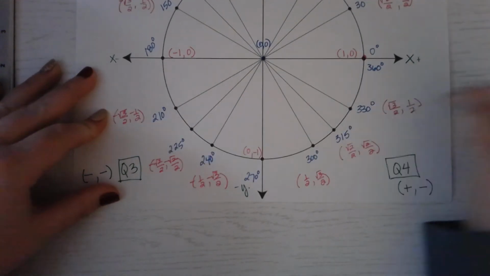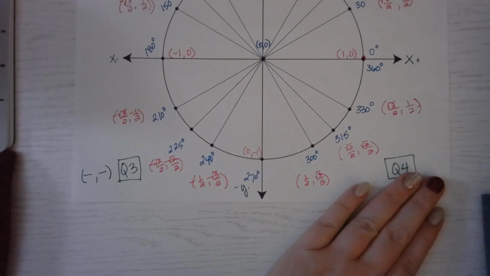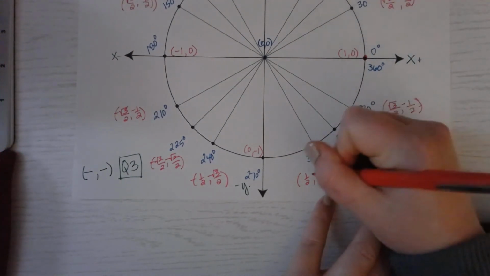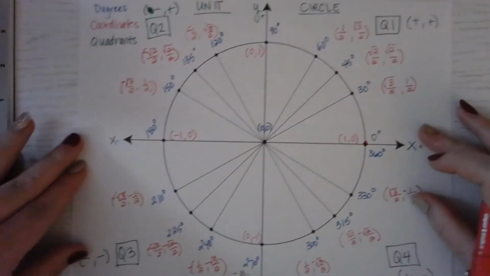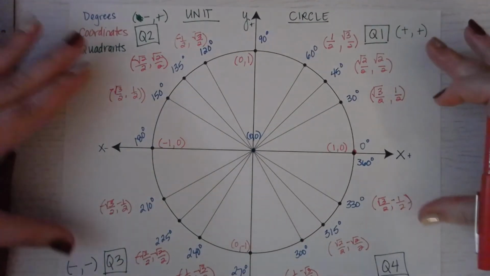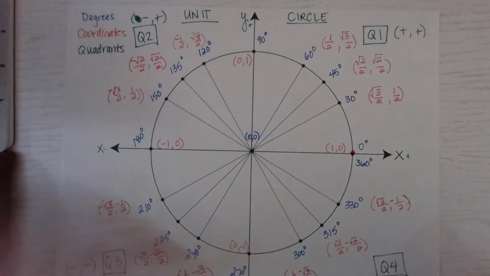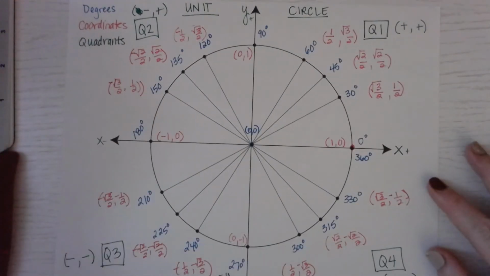So notice, as long as we were able to fill out quadrant 1, we're able to do all of the other quadrants because all of the angles have a similar pattern. So we have labeled our quadrants and our coordinates and verified our signs were either negative or positive. And that's the end of this video.